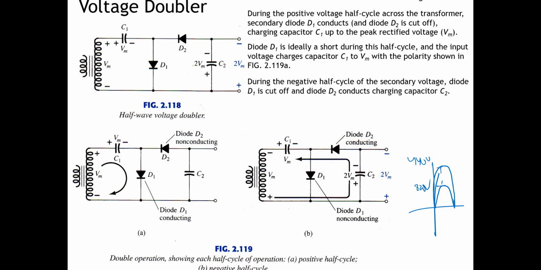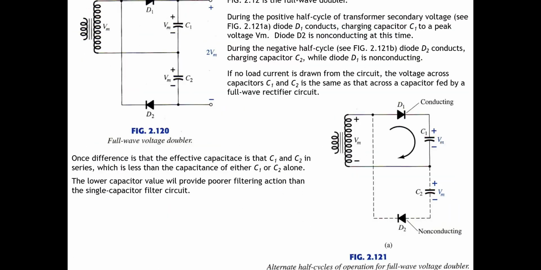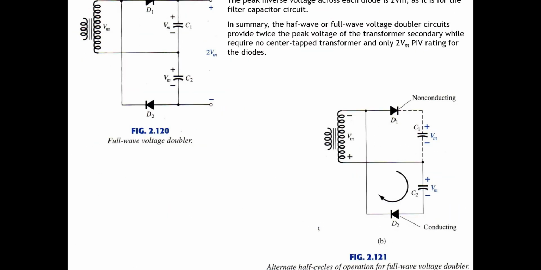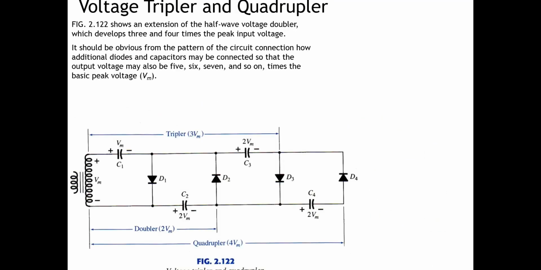A tripler means that we make triple the voltage. We can see that from 1 Vm maximum, the output is 2 Vm here. And then for the voltage tripler, from Vm we have 3 Vm; this is the doubler, and also the quadrupler here, 4 Vm.